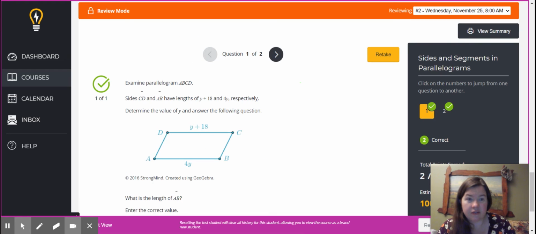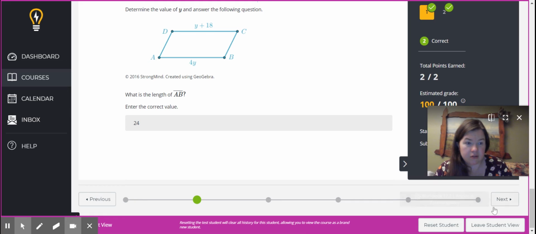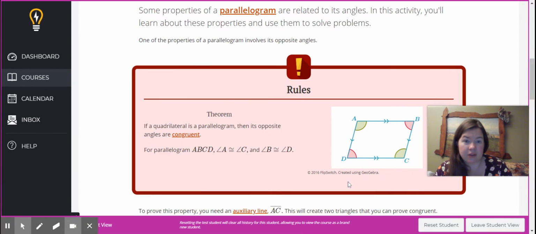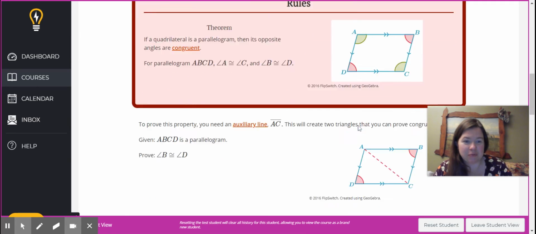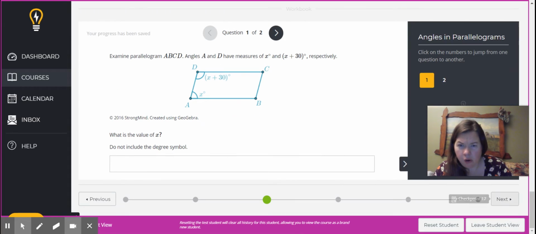And then 17.2. Oh, there's my little picture. So now we have angles and parallelograms, but the lesson was also talking about those angles: the opposite angles are congruent, and the consecutive, is that what they call them? Adjacent, the ones next to each other, add up to 180. They're supplementary. Okay. So what is the value of x? So those two have to equal each other.